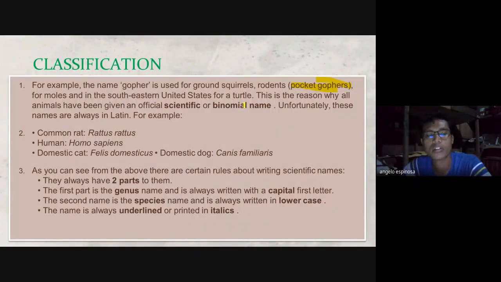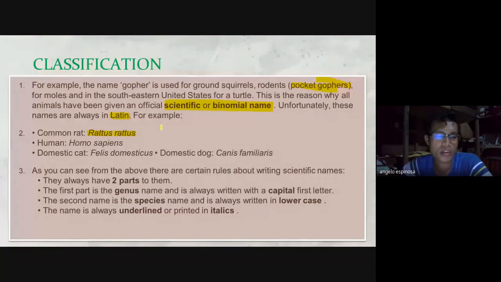This is the reason why all animals have been given an official scientific or binomial name, because of where they originated. Sometimes in making a scientific name, they use where the animal originated, or who invented or discovered it, and they put that into the scientific name. Unfortunately, these names are always in Latin. Always remember that a scientific name is written in Latin. For example, the common rat is Rattus rattus. From its name, it's like Latin. It's a Latin word, a Latin name, okay?